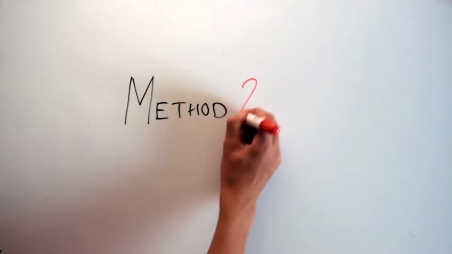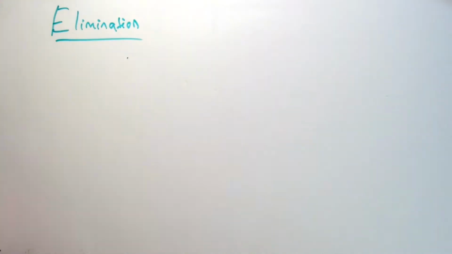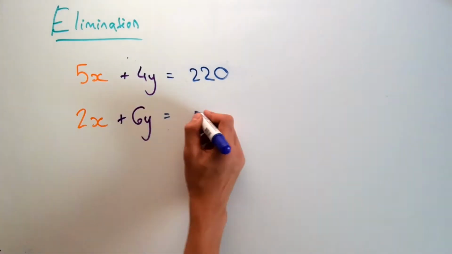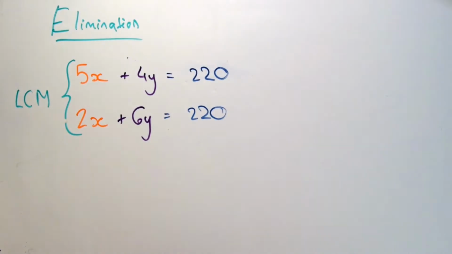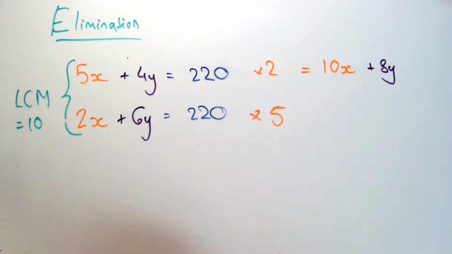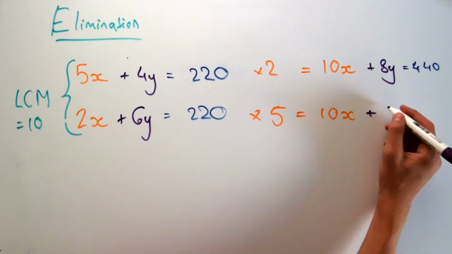Here we have another example. We will use a different method called elimination to remove one of the variables, x or y, from the equation and again make it into a linear equation which can be easily solved. To do this, we must make one of the variables have the same value, in this case x. So we will multiply the top equation by 2 and the bottom one by 5.